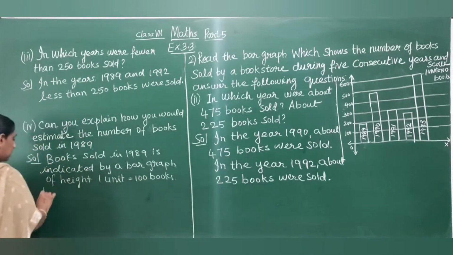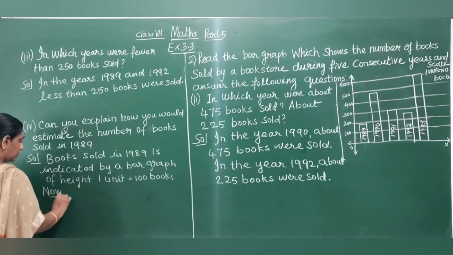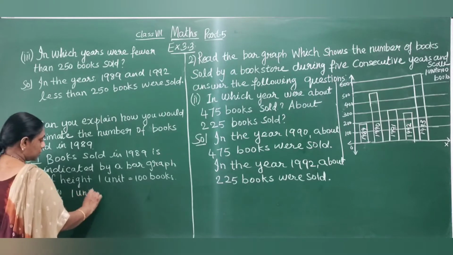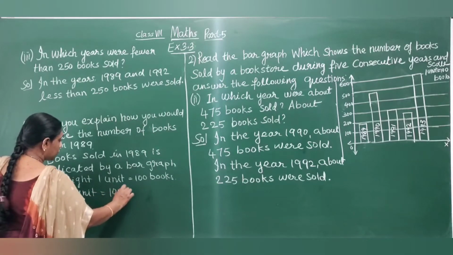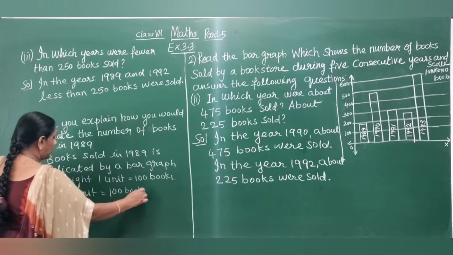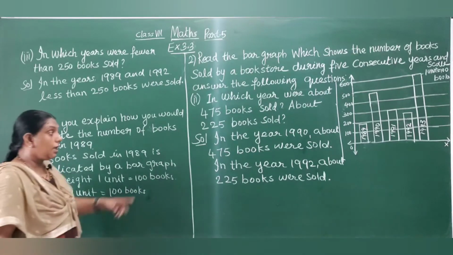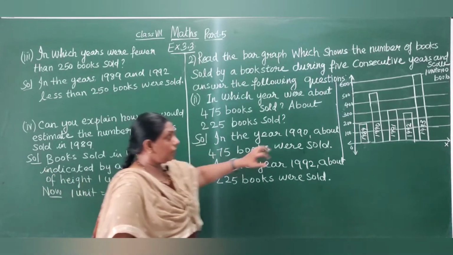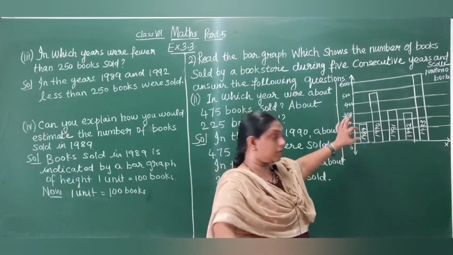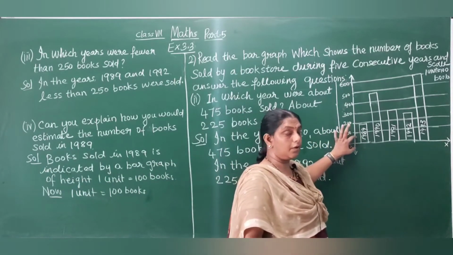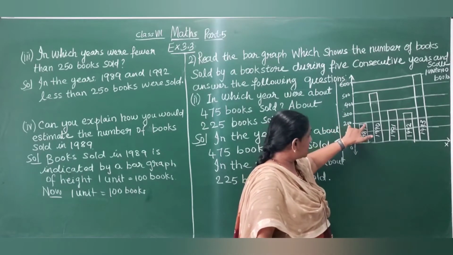So now we have to mention how we have done it. So now 1 unit is equal to 100 books. Now in 1989, how many books were sold? It was 180 books that were sold. In the second part, you see the full 100 is used. All the 5 lines are used, so it is 100 units.